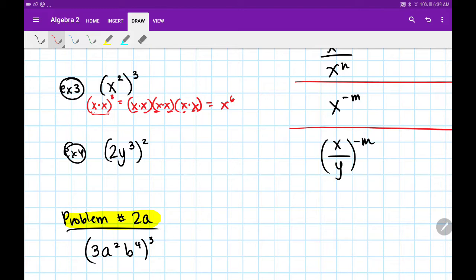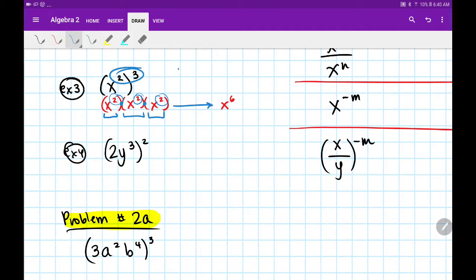Think about it another way. If I have x squared being multiplied by itself 3 times, hey, now we're multiplying again, so we can just add our exponents. I have 2 plus 2 plus 2, which again takes me to x to the 6th, because I have x 2 times, 3 times in total. So we're going to actually multiply these numbers to get x to the 6th power.